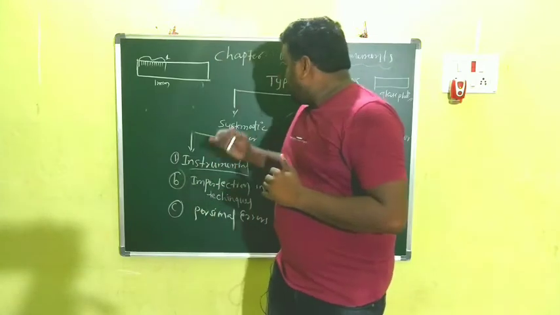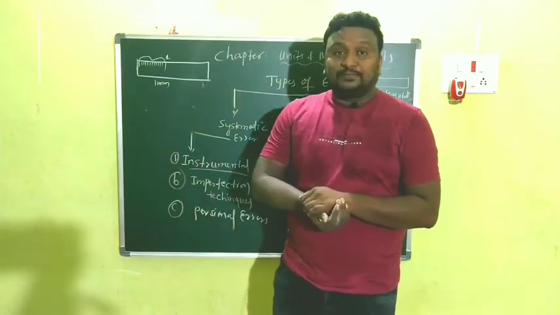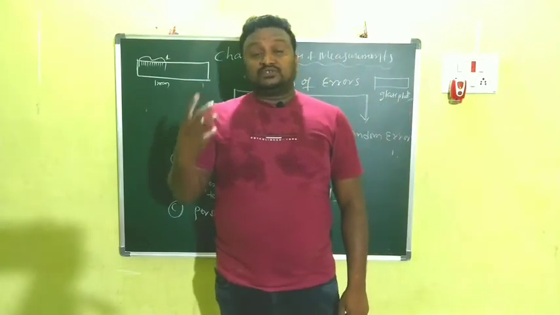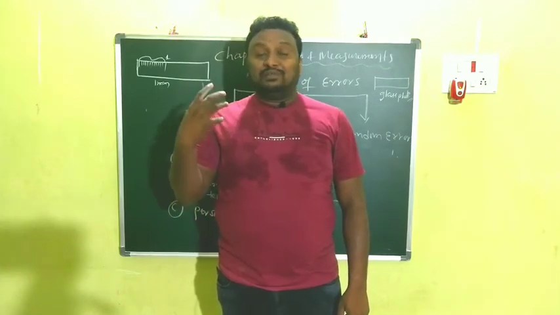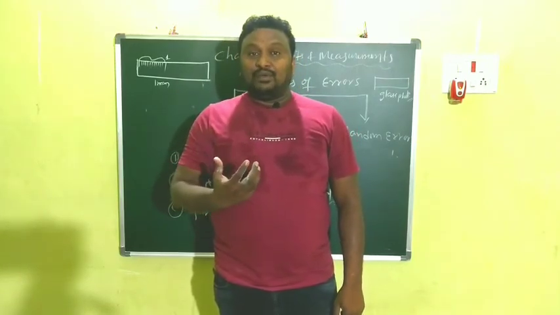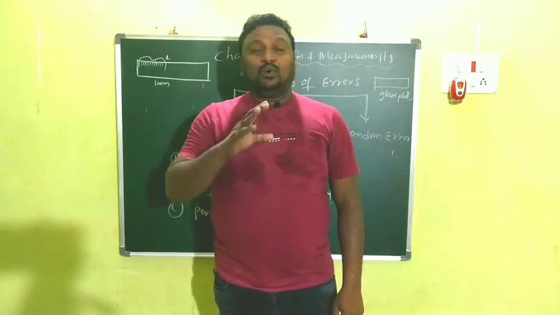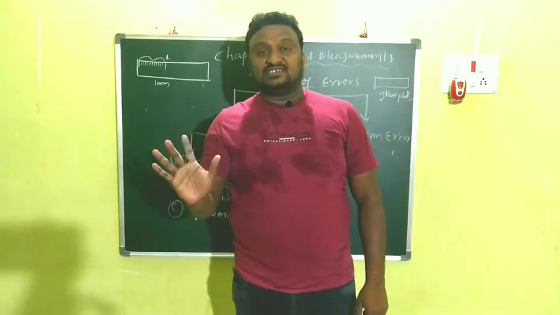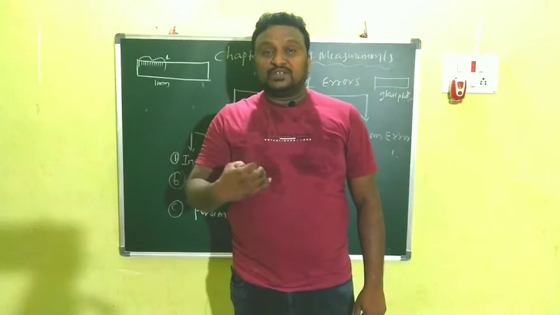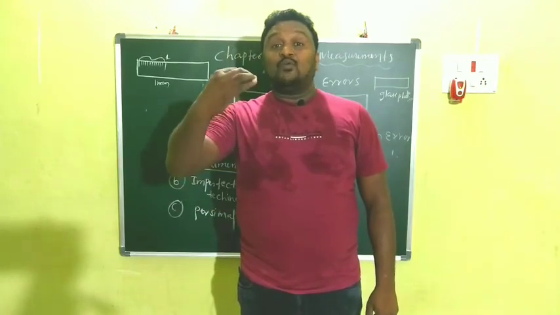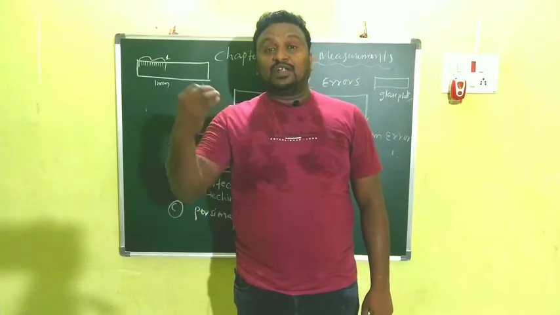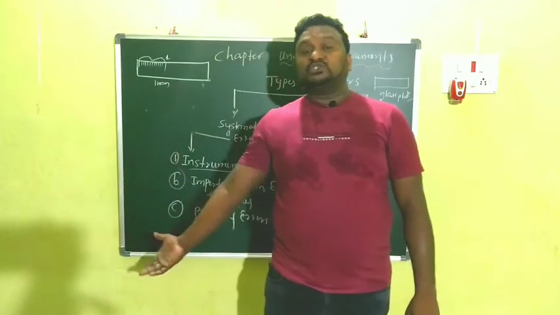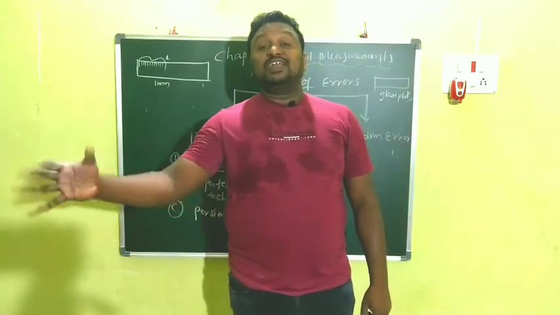Now, systematic error, the first thing is instrumental error. It occurs when there is some defect in the instrument during manufacture or calibration. For example, take a thermometer. The boiling point of water is 100 degrees Celsius, but the thermometer we are using may show 104 or 103 or 105. That means there is some error in the instrument. That is what we call instrumental error.